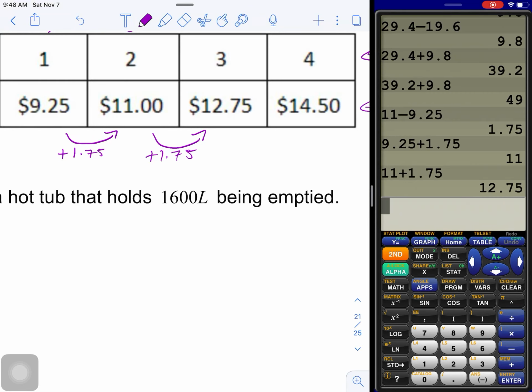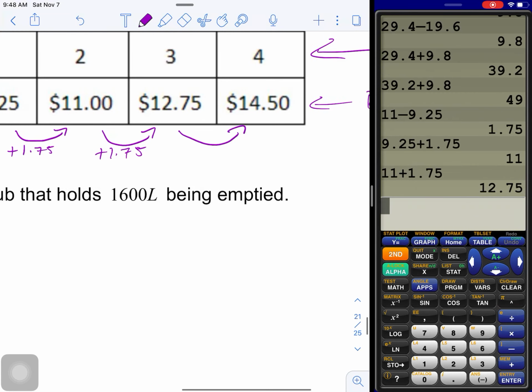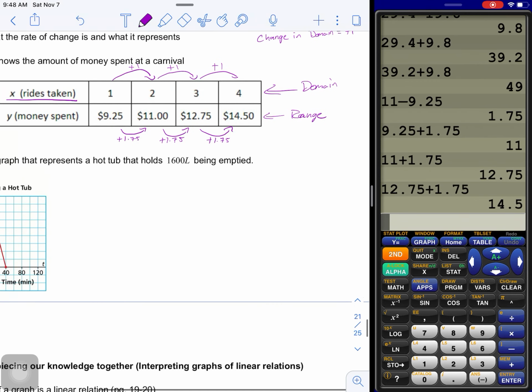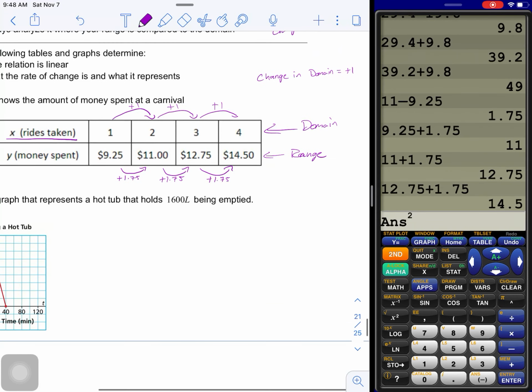And remember, you have to check every single increment. So we can't just assume as soon as we find two, because this could not be the same. So let's check. 12.75 plus 1.75. And look at that. That equals 14.5. So this, in fact, is plus 1.75. So there's our change in range. So the change in range, well, that equals 1.75.